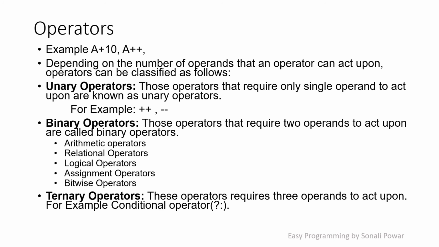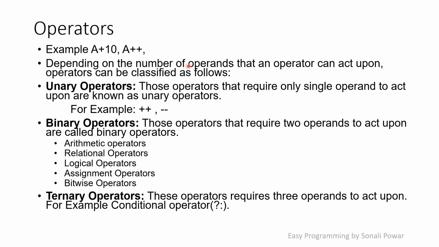Next token is an operator. So what is meant by an operator? An operator is a symbol which acts on or operates on a variable or value. Here plus is called an operator, and it operates on a and 10. So here a and 10 are called operands. In a++, in this case it has only one operand, that is a, and ++ is an operator which increments the value of a by 1.